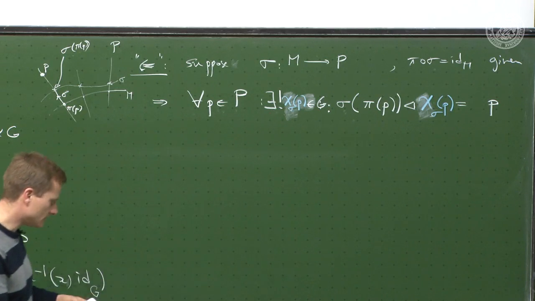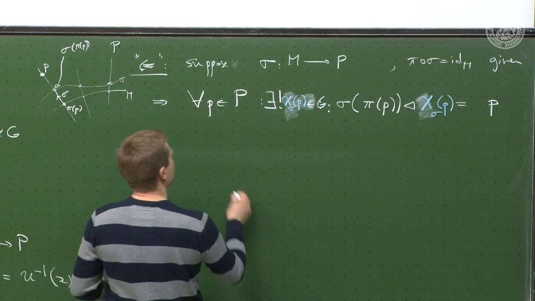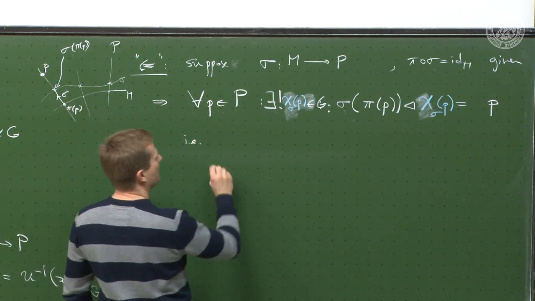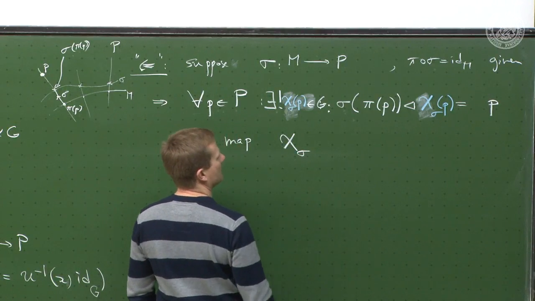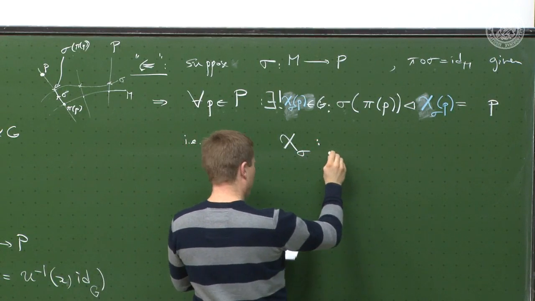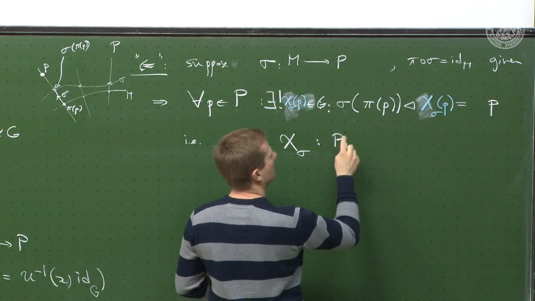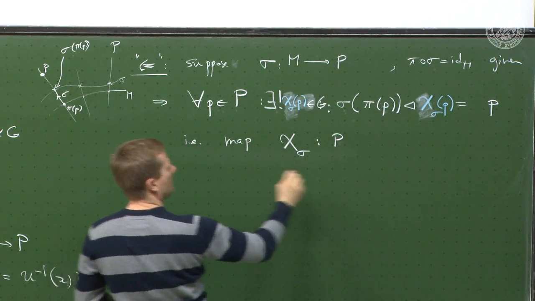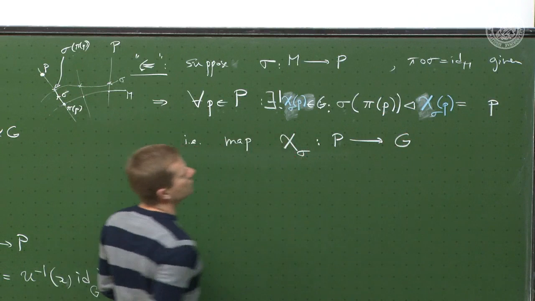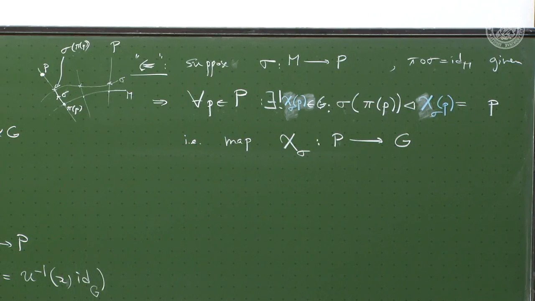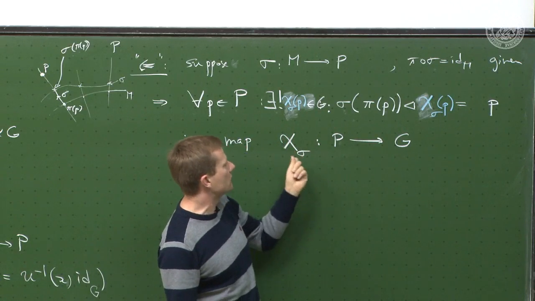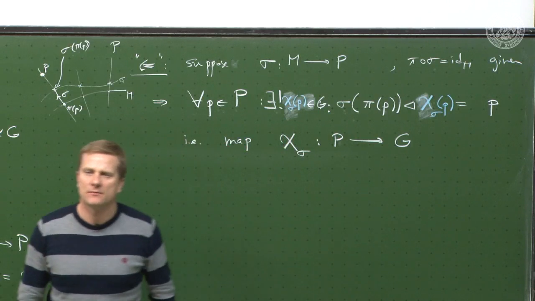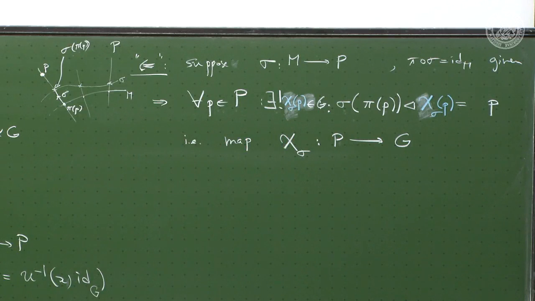Okay? So, that is, we have a map chi that depends on the given sigma and takes you from any point in P into the group. Because if sigma is fixed, all you can choose is the point P, and the result is an element in the group. So chi sigma is such a map. Okay? Fine.